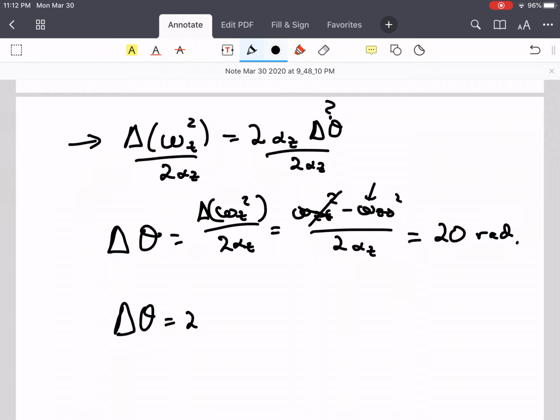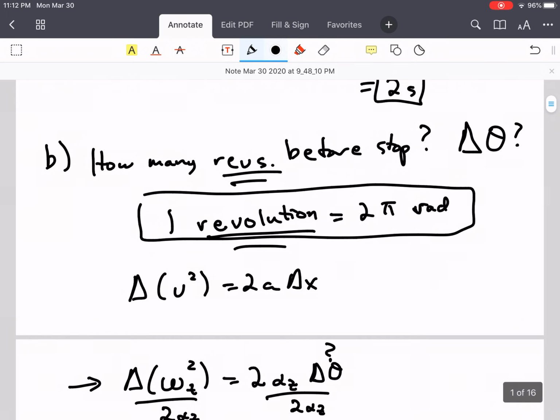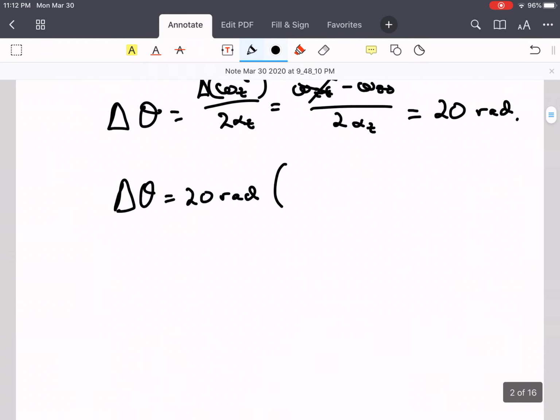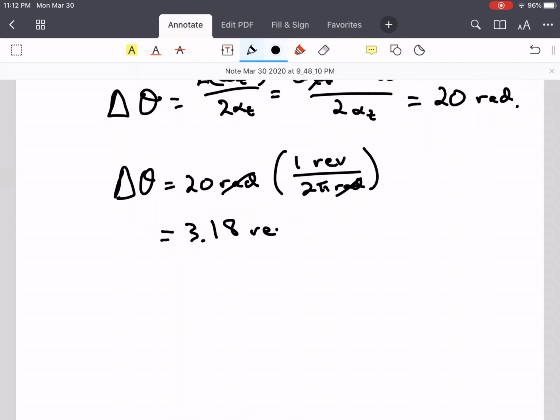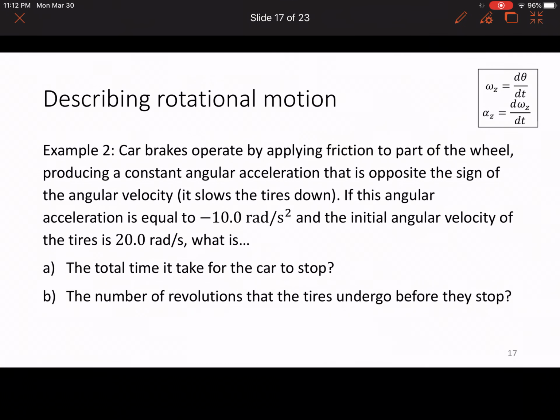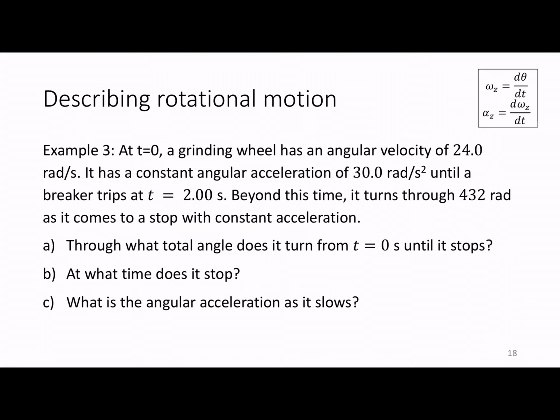So delta theta is 20 radians. And now what I've told you is that one revolution is 2 pi radians. So all I need to do is multiply by 1 revolution divided by 2 pi radians. So multiply by 1, radians cancels, revolution stays, and 20 over 2 pi turns out to be 3.18 revolutions. So that's how far it goes before it eventually comes to a stop. We'll do one more example of this before we move on to talking about the connection to linear motion.